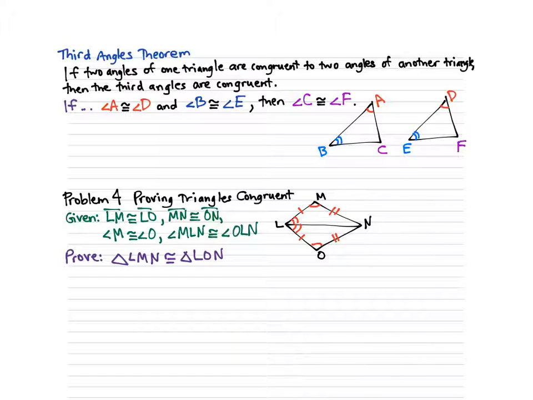So you only need 2 angles from a triangle. You don't actually need the third. So this is the first step in this. The third angles theorem says we just need 2 angles of 2 triangles to be congruent. Then we know the third one is.